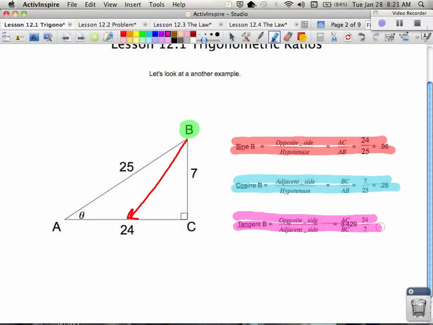This was showing us how we can choose a different angle as our angle that we're going to be starting with. So in the previous slide, it was angle A, and in this slide, it's angle B.